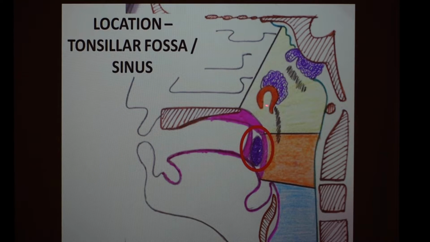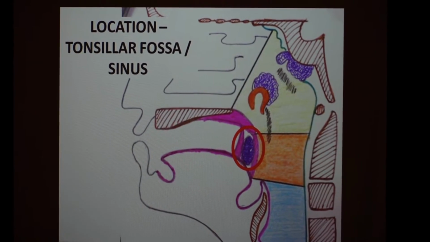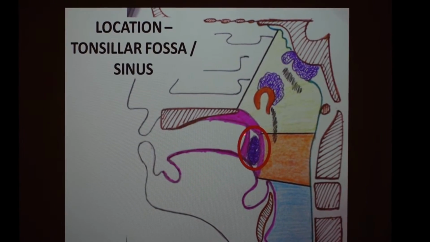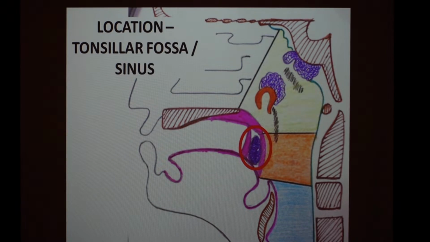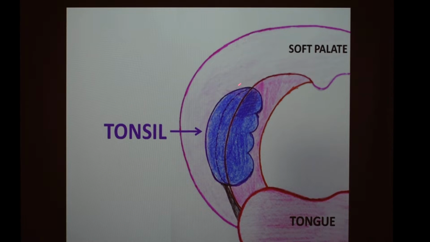The location, it is the tonsillar fossa. This diagram which we have seen last time, it is bounded on the upper aspect by the soft palate. Anteriorly and posteriorly there are the 2 folds or the arches. The anterior arch is called the palatoglossal fold and the posterior one is called the palatopharyngeal fold. So seeing it in more detail, this is how it is located.